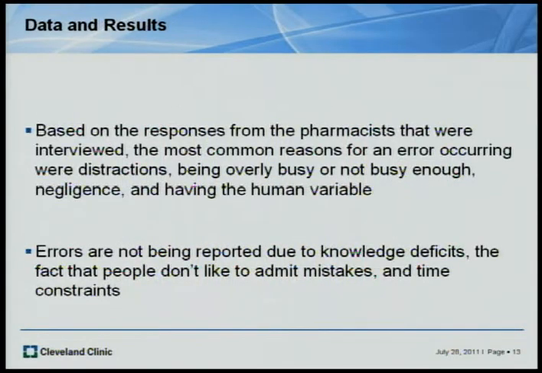Based on the responses from the pharmacists that were interviewed, the most common reasons for error occurring were distractions, being overly busy or not busy enough, negligence, and having the human variable. Obviously, the minimum prescription policy would deal with not being busy enough, but being overly busy is something that may have to be worked on later, such as having someone that will swing between different pharmacies during peak hours.